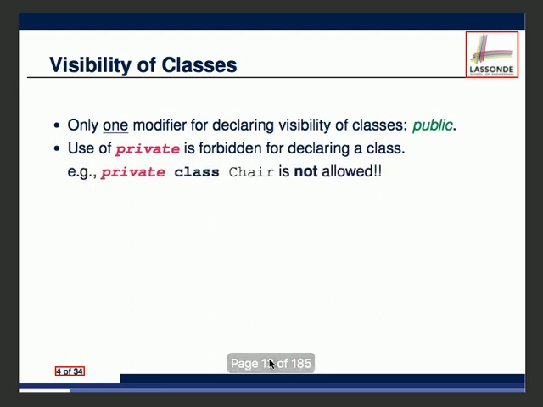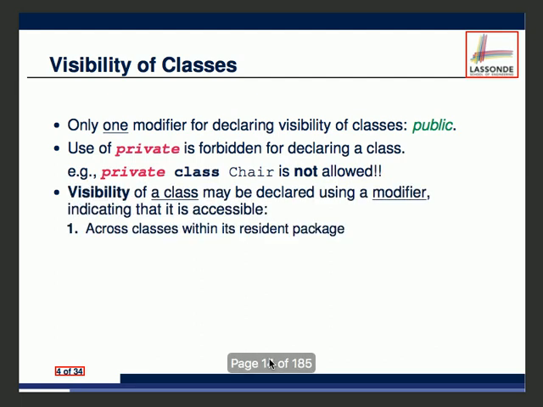Okay, so you cannot say private class chair, for example. You cannot do that. So now let's see how we can declare the visibility of a class. Basically, it's about if I want to use a class in my projects, depending on its visibility, I may or may not be able to use it.